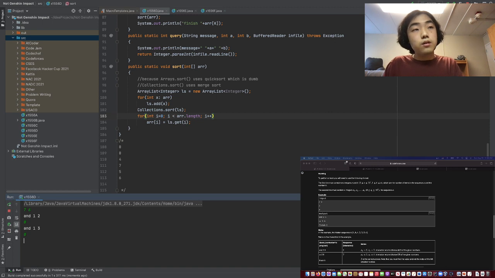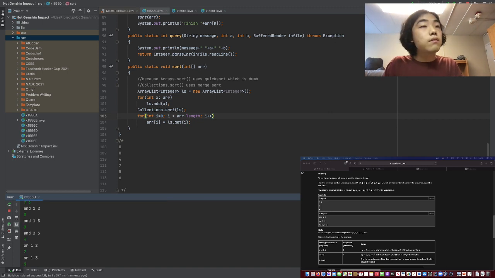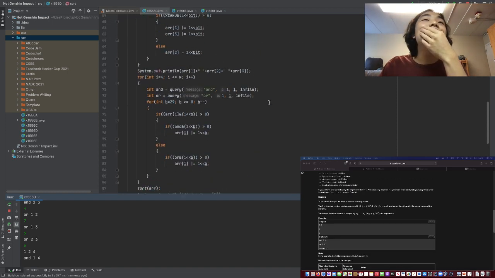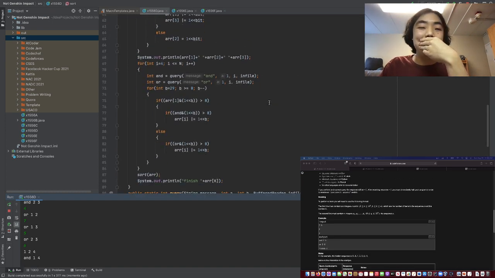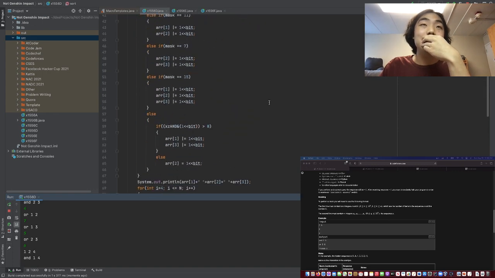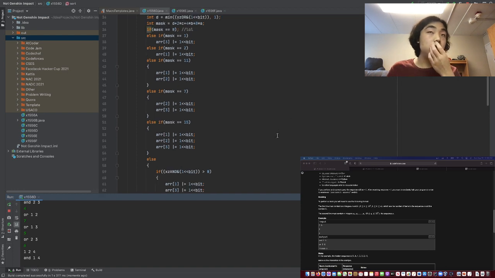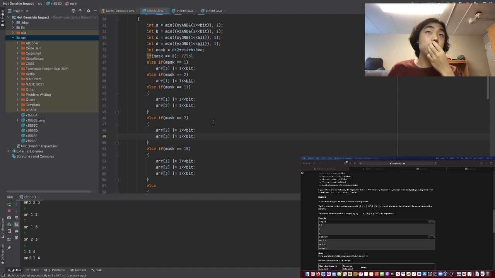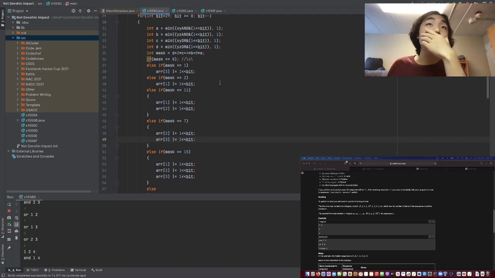0, 0, 4, 7, 5, 6. 1, 2, 4. That's not right. Oh no. Wait, hold on. 1, 4, and 6. What is the case in which it's 0, 1, 1? It's when the sum is equal to 7, right? Like a mask is equal to 7.